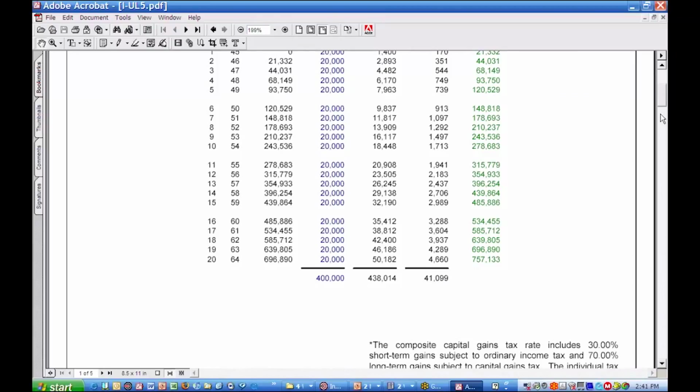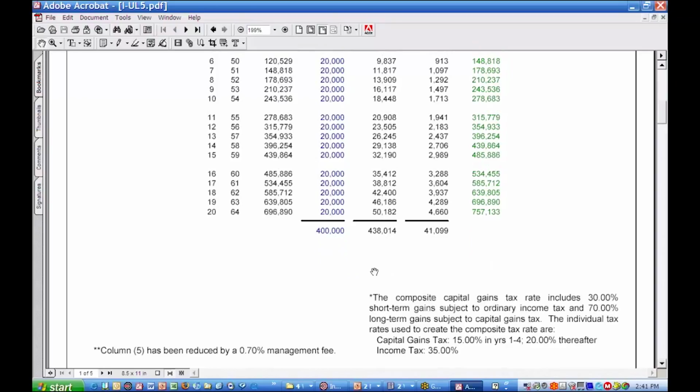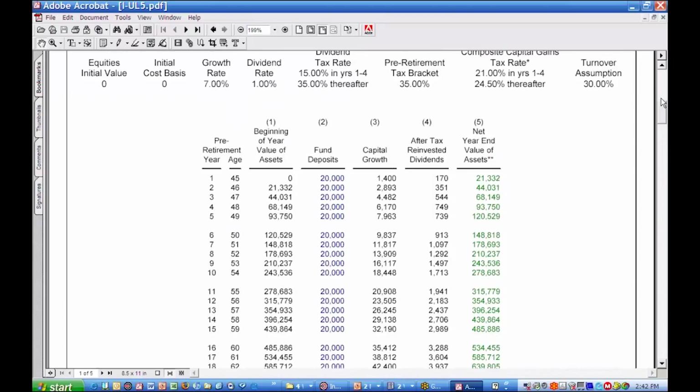Read this with me just for a second. The composite capital gains tax rate includes 30% short-term gains subject to ordinary income and 70% long-term gains subject to capital gains tax. The individual tax rates used to compute this composite tax rate are capital gains 15 years 1 to 4, 20% thereafter, and of course the income tax rate of 35%. So that is an accurate composite, at least under the assumptions that we used.